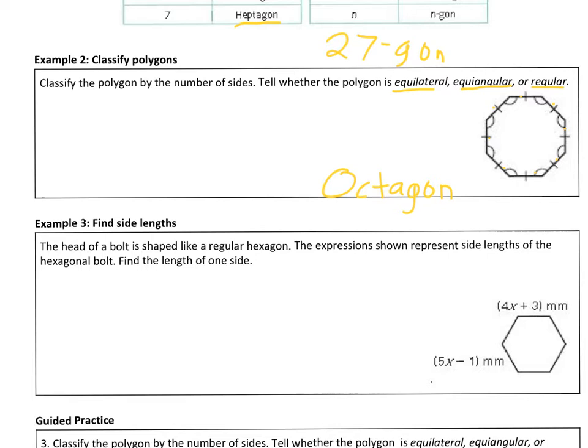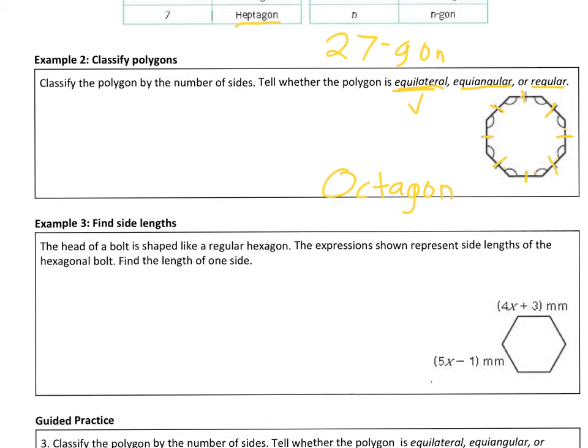Now, some definitions for equilateral. A polygon is equilateral if all of its sides are congruent, okay? So before I write anything down, you see how each side is marked with the same marking? That means all 8 of these sides are congruent. So this polygon is equilateral. I'm going to put a check mark next to it, say, yeah, it's equilateral.